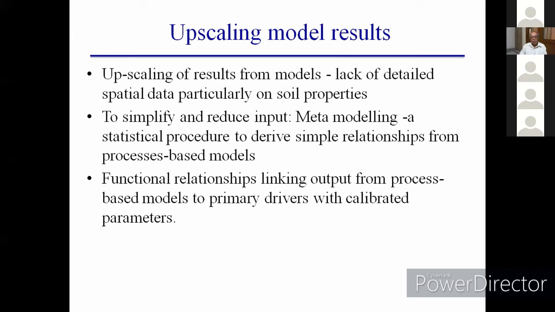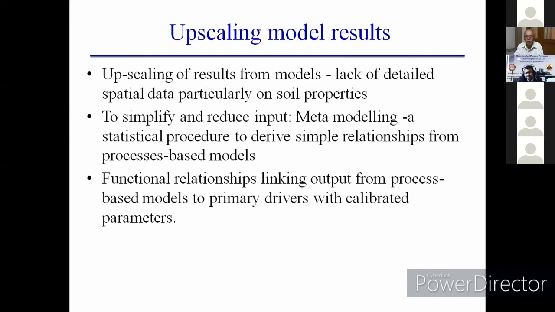Now there is another way, what we call meta-modeling. It is different from meta-analysis. Keep in mind, we are not talking about meta-analysis. We are talking about meta-modeling. It is a statistical procedure where we try to derive relationships between a certain variable and the output from process models. Then we interpolate the output and try to develop more data points, like crop productivity versus moisture content. These are the things we try to do with meta-modeling.